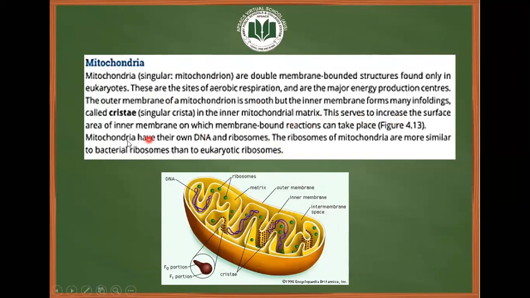This serves to increase the surface area of the inner membrane on which the membrane-bound reactions can take place. Mitochondria have their own DNA and ribosomes. The ribosomes of mitochondria are more similar to bacterial ribosomes than to eukaryotic ribosomes. You can see here the structure of mitochondria. It is a double membrane bounded organelle. This is the outer membrane, and this is the inner membrane. This organelle has its own DNA. The green structure you can see here is the ribosome, and the purple structure is known as the DNA.